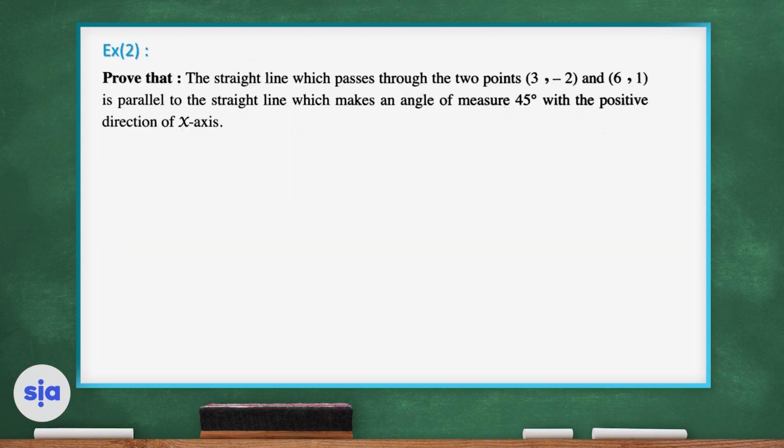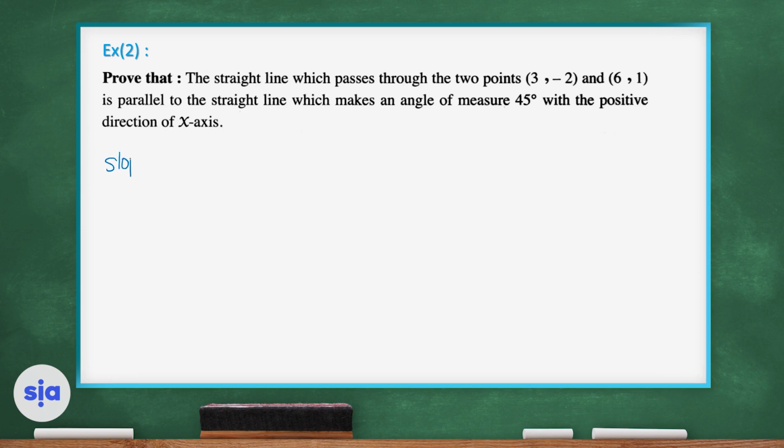Let's now move to another type of question, which is the type of the questions that they're asking us to prove. So in question 2, it says, prove that the straight line which passes through the 2 points 3, negative 2 and 6, 1 is parallel to the straight line which makes an angle of measure 45 degrees with the positive direction of the x-axis. We know that the slope is equal to tan the angle, so we need to find the slope of the line that passes by the 2 points.